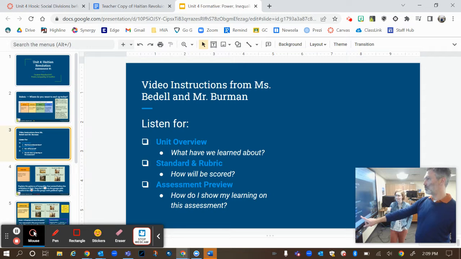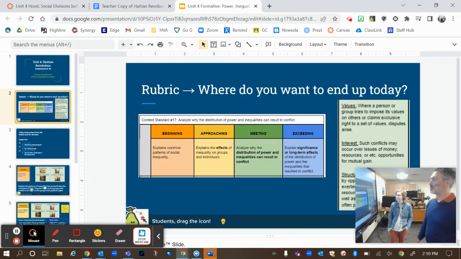So we're going to take a look at the standard and the rubric, like how will you be scored, right? This unit overview shows that there was a lot going on with the Haitian Revolution, but when it comes down to what are you being assessed on, and then what does that assessment look like, that's what we're going to talk about next. So here's the rubric.